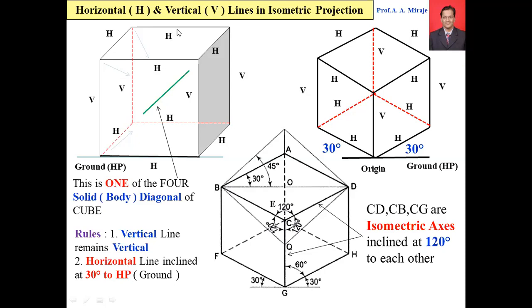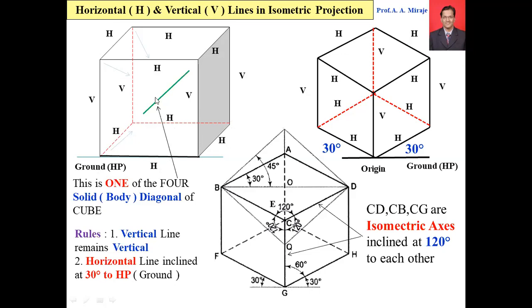And now you see 1, 2, 3, 4. These are the 4 lines of the cube at the top. 1, 2, 3, 4. These are the 4 lines of the cube which are at the bottom, which are on the ground. So this is on the ground, this is on the ground, this is on the ground, this is on the ground. All the 4 lines are on the ground, which means all the 4 lines are on the HP. They are parallel to HP. So these are horizontal lines. All these 4 are the horizontal lines here.